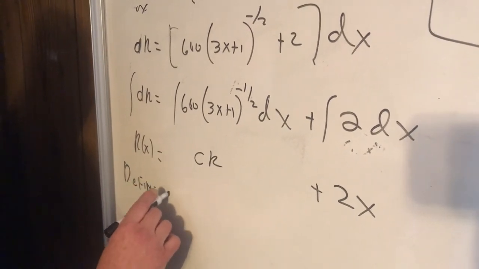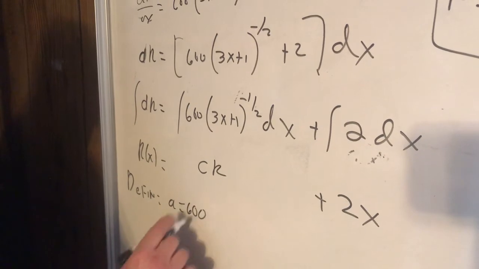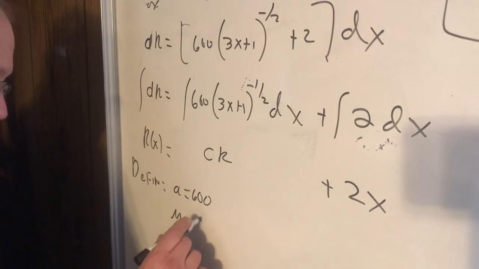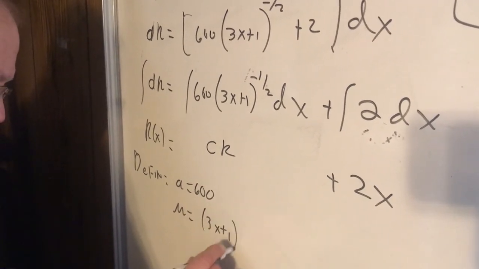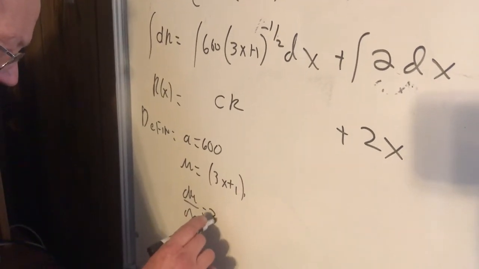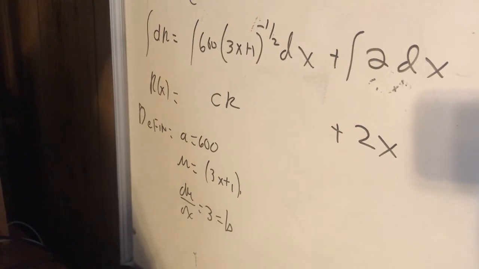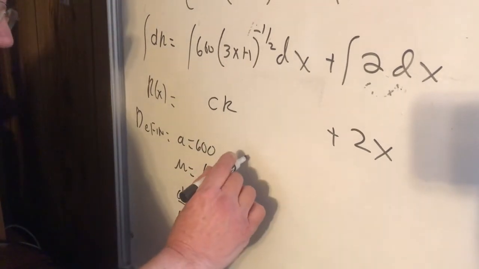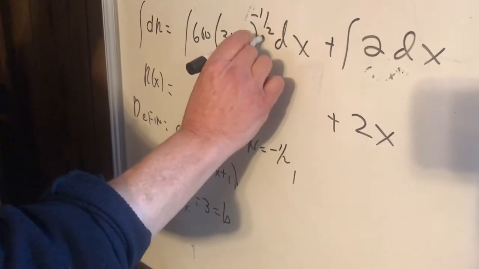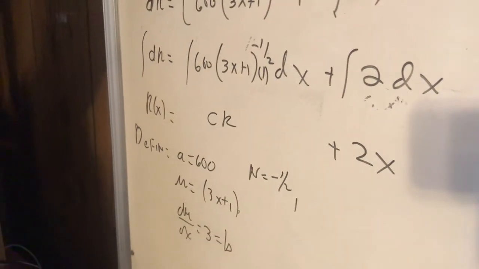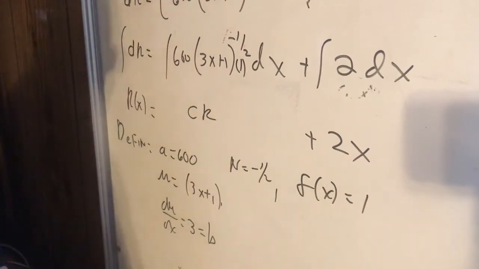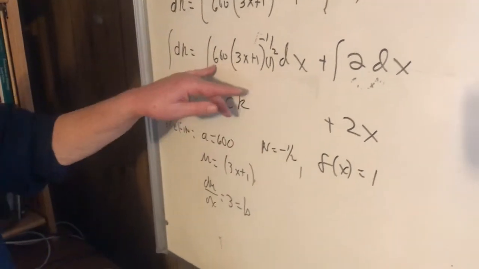Remember, we need 5 things. A is 600. U is 3x plus 1. Du dx is 3, which equals B. N equals minus 1/2. And f of x is in here somewhere as a 1. If there's no function, f of x becomes a constant. I mean, there could be a 2 there too, but then you just multiply by that, don't worry about it.